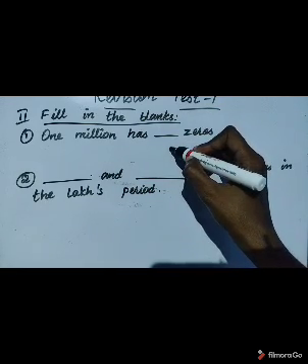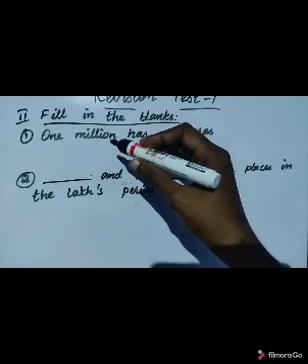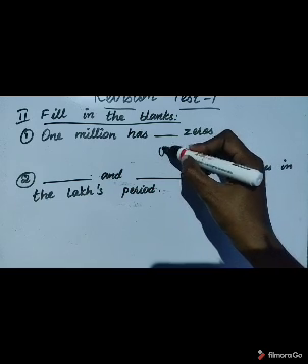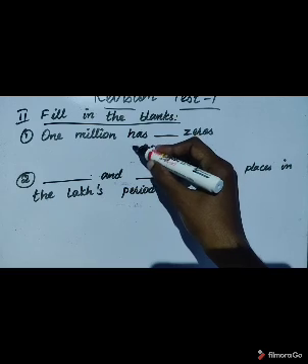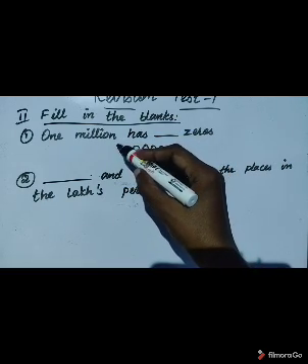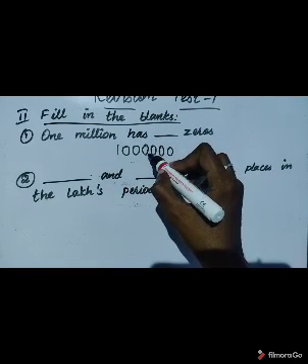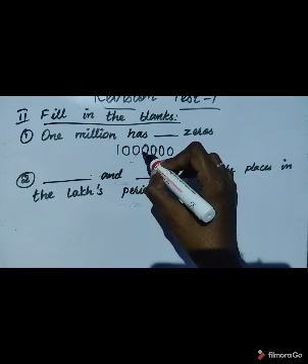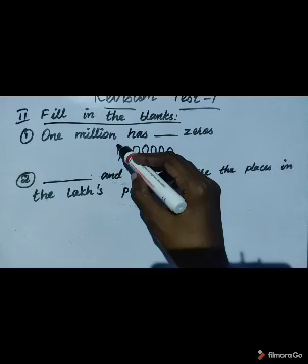So ones, for all the places we put zero, only in 1 million we will write one. So ones, tens, hundreds, thousands, 10,000, 100,000, again next comes 1 million. So these three are ones period: ones, tens, hundreds. 1,000, 10,000, 100,000 is thousands period, and 1 million alone in million period. And here, this is 1 million.